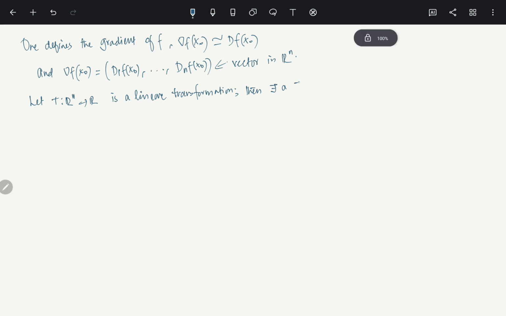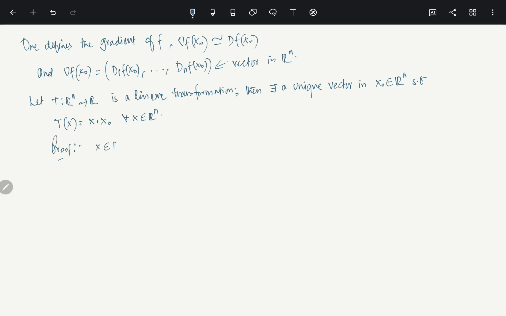Let me put it this way: if T from Rn to R is a linear transformation, then there exists a unique vector in Rn, a unit vector x naught in Rn, such that T acting at any element x is nothing but x dot x naught. This holds for all x in Rn. Okay, what is the proof? Let's quickly look at the proof why this works.